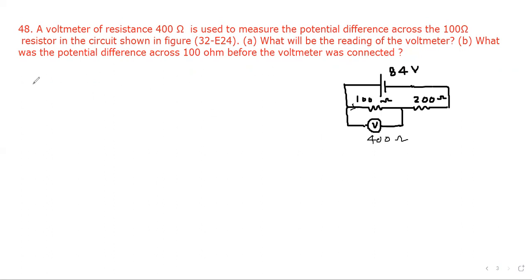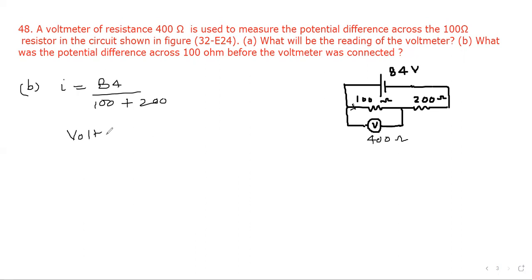So let's consider part B first. Part B first will be considered. So here I will be equal to 84 divided by 100 plus 200. And the reading of voltmeter in that case, what will be the potential difference across 100 ohm before the voltmeter was connected? So reading will be equal to the current times resistance.